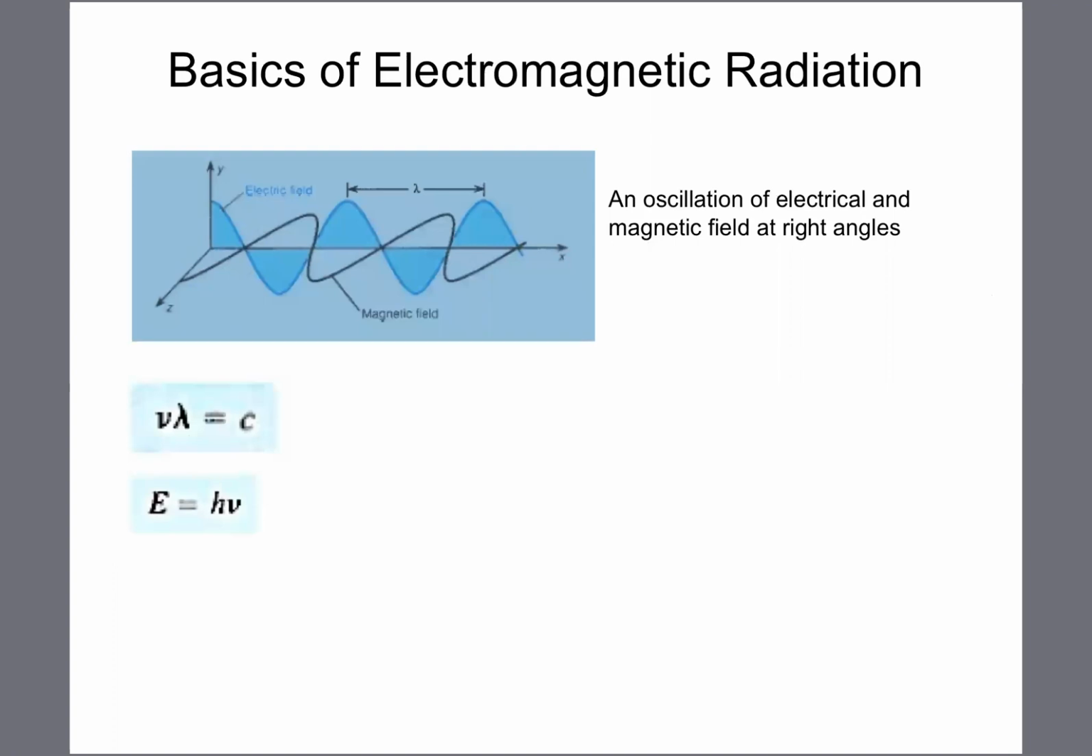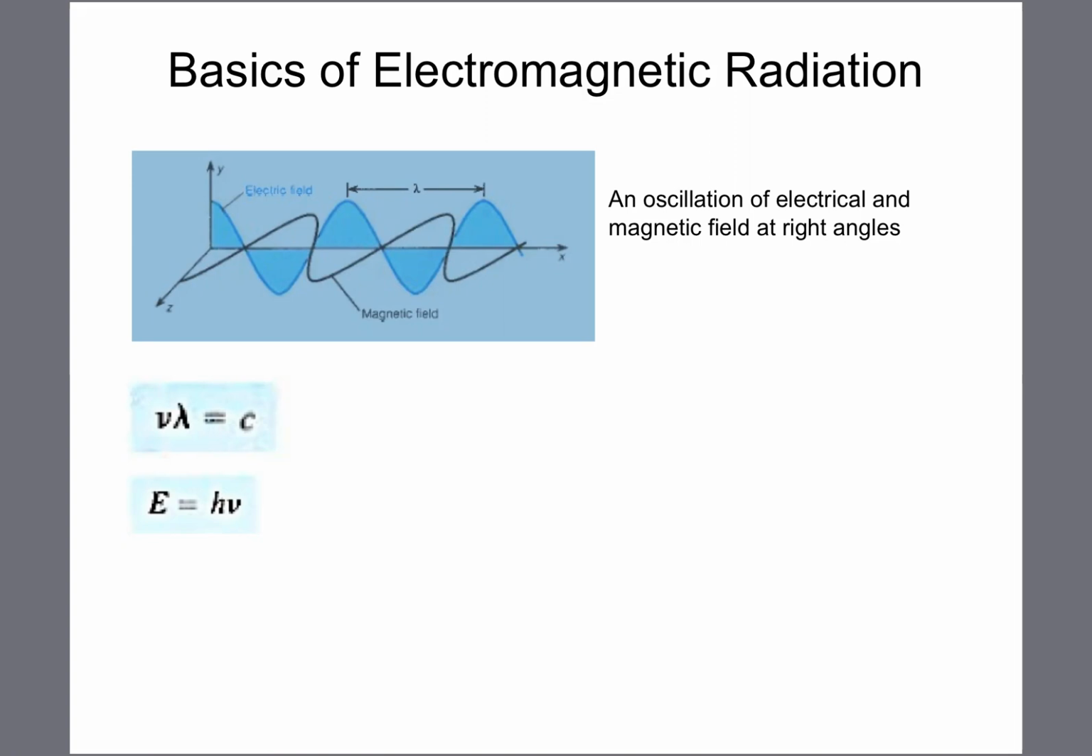I wanted to start with a review of the basics of electromagnetic radiation. Of course, we know visible electromagnetic radiation, the light that we can see as light. But there are many other regions of the electromagnetic spectrum that can interact with matter. We just can't see them. So what is this electromagnetic radiation?